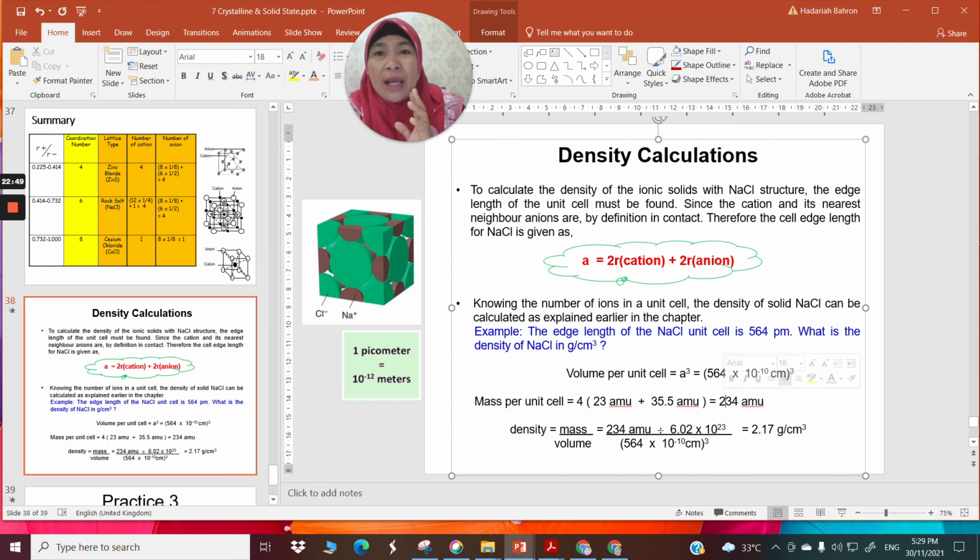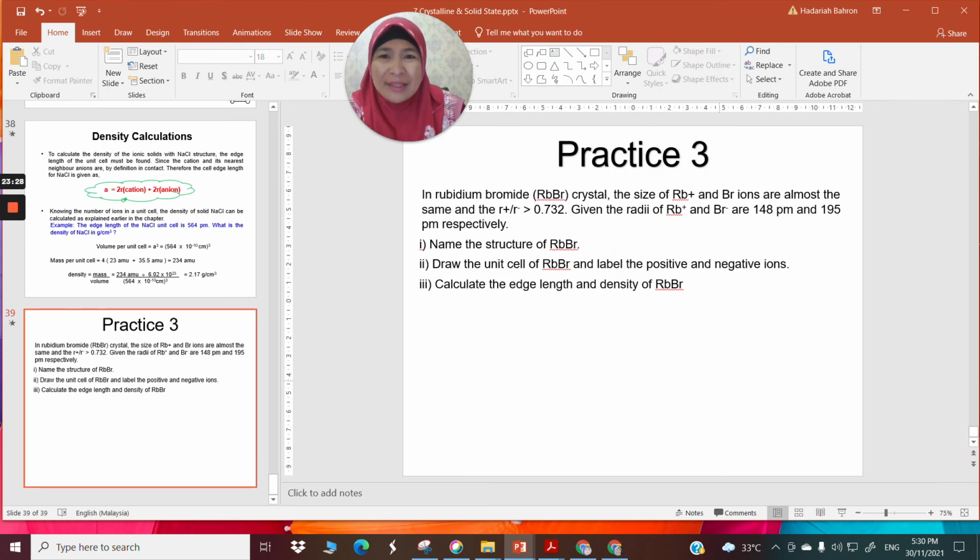And we know 1 mole is Avogadro's number. So use that formula that I described earlier in lecture 10. Density is equal to mass over volume. So your mass is 234 AMU divided by Avogadro's number, divided by your volume, which is this one. So you get the density of sodium chloride salt to be 2.17 grams per centimeter cubed. So that is one worked example. I hope you understand that worked example, because you have a practice 3 that you have to work out.